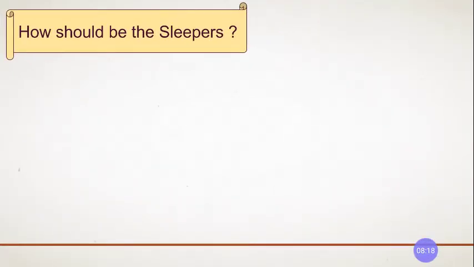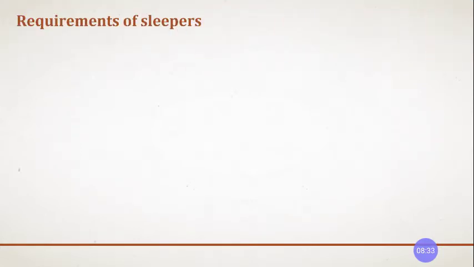Now you might ask, if these are the functions of sleepers, then what should they be made of and how should they be? Now we'll see the answer. These are the requirements of rail sleepers. It is nothing but the same as the functions; whatever the functions are, the same are the requirements.